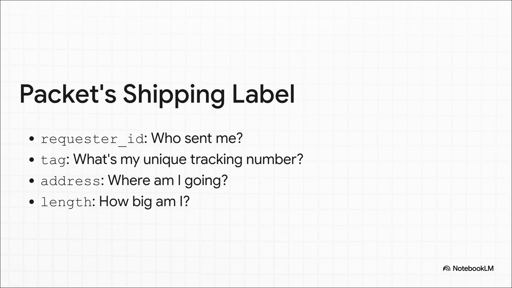Well, every single packet carries a header, which you can see in the code as TLPHDR. This is basically its shipping label, and it has everything the system needs to know. The requester ID answers who sent me, the tag is its unique tracking number, the address says where am I going, and the length tells the system how big of a package am I.